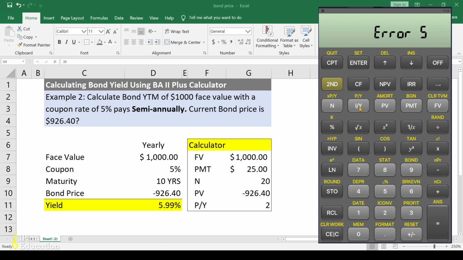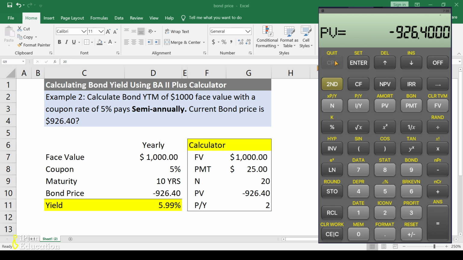Aha, we get an error here. Let's see why we are receiving an error. So let's do it again. Press the second key, clear TVM, and let's enter the values. First of all, the PY is twice a year, that's perfectly fine, quit. And now let's enter the face value, that is 1000, the 25 we're going to receive as the payment, and 20 is my N, and 926.40. Put a minus sign here, and this is the PV. And now what we have to do is calculate the IY.